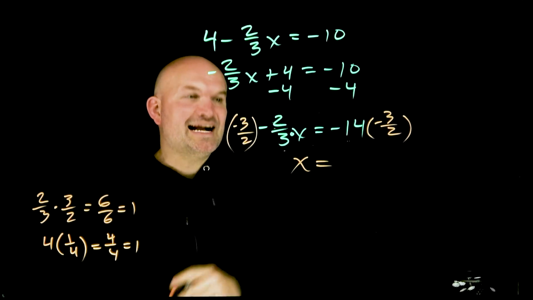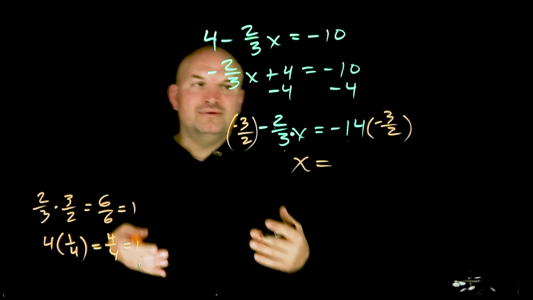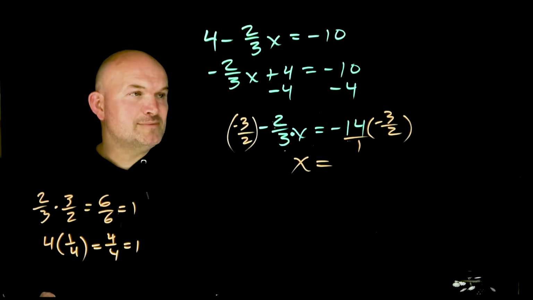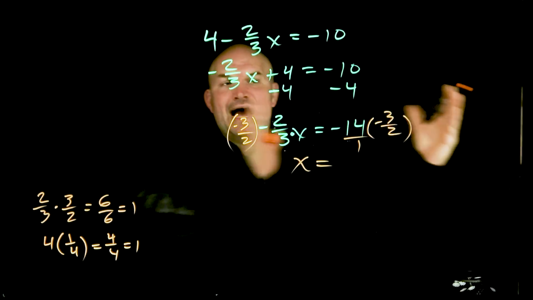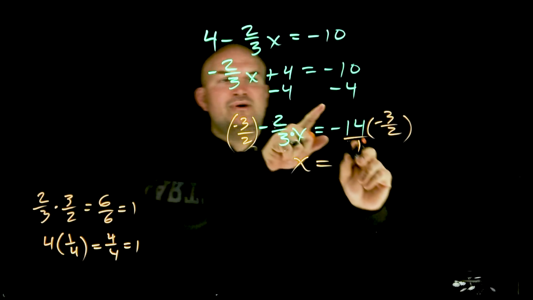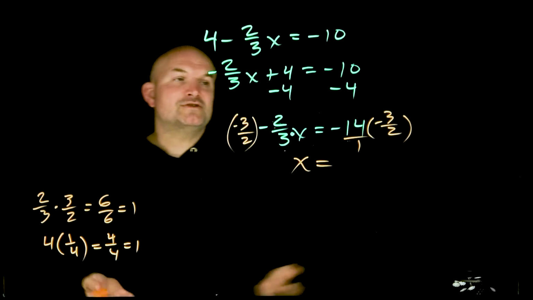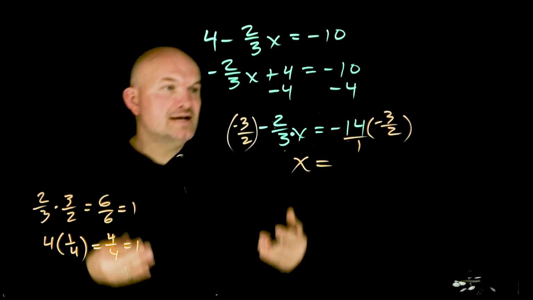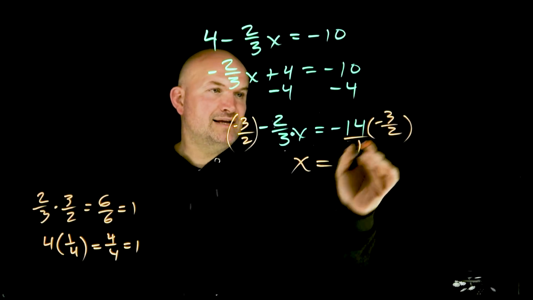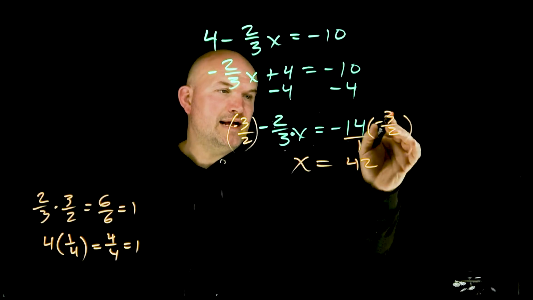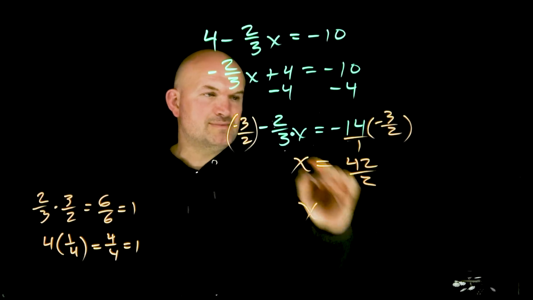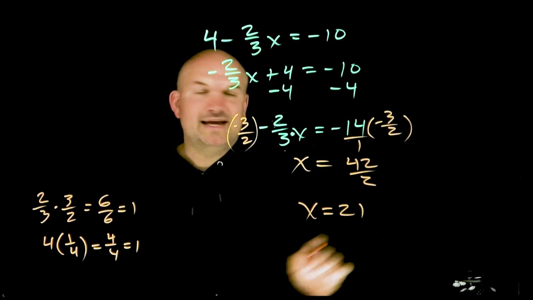We're now going to get x equals, and then remember, when you have a fraction multiplied by an integer, just go ahead and change your integer over to a fraction. Now you multiply straight across. Remember, it's a negative times a negative, so that's going to be a positive. 14 times 3, so 14 times 2 is 28, times 3 is going to be a 42. And then we have this divided by 2. Now 42 divided by 2 is, oh, sorry, yep, that's a positive. And that's going to equal a 21.